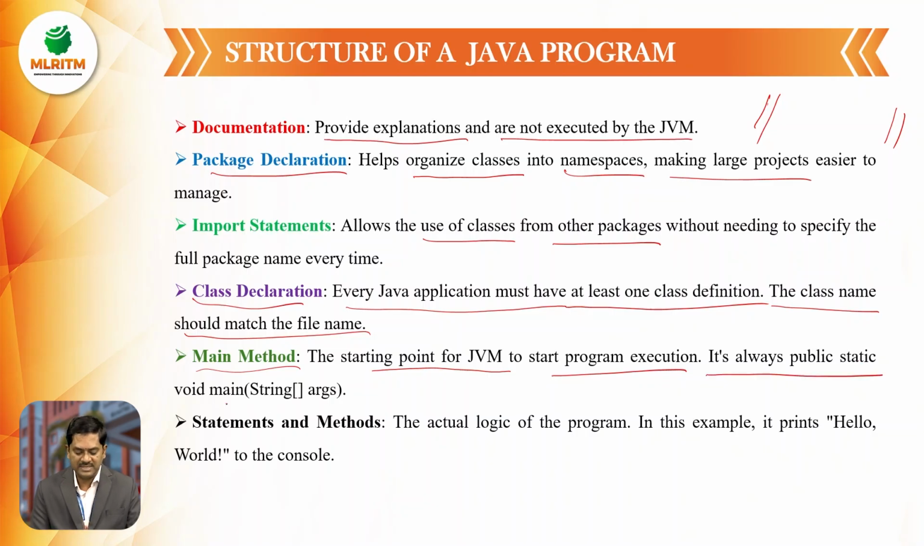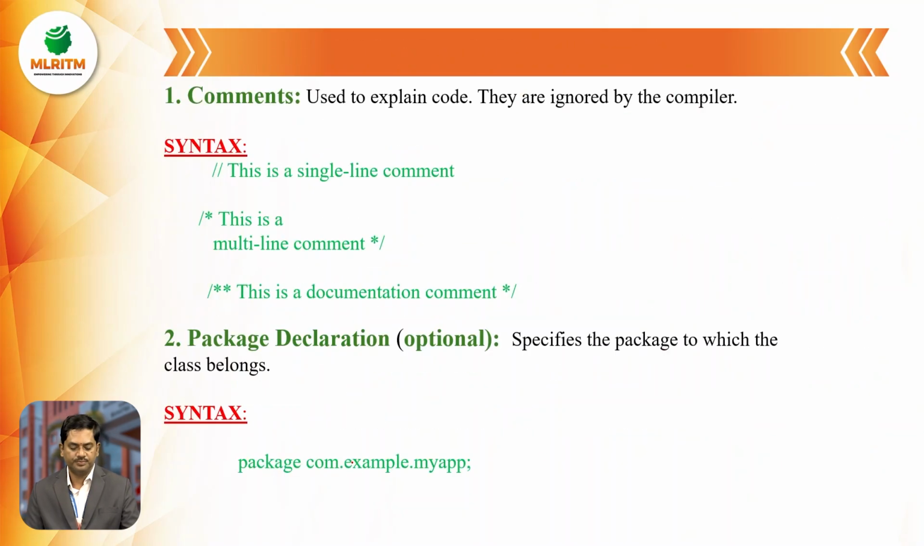It's always public static void. In the short form, we can remember it as PSVM: public static void main, and we write the parentheses with String. Then in the method, we will be writing the statements. This is where the actual logic lies, in the statements and the method only. For example, if I want to say hello world, that statement should be written in that particular method, and it shows in the console.